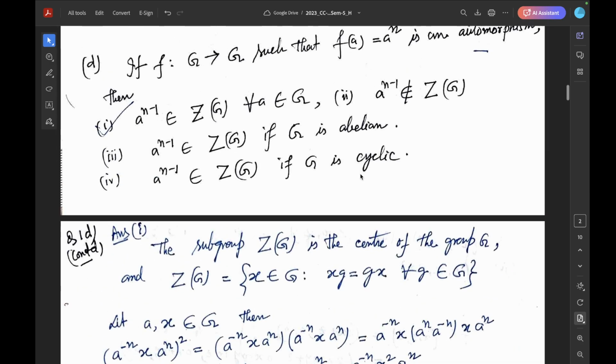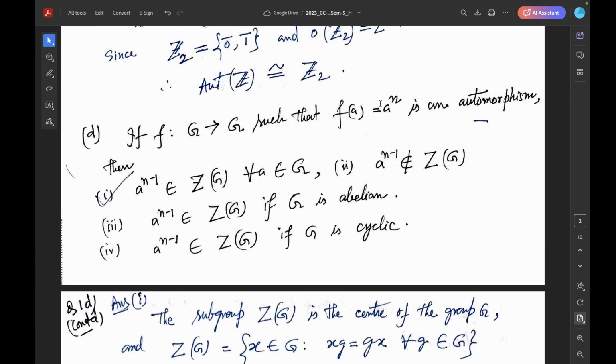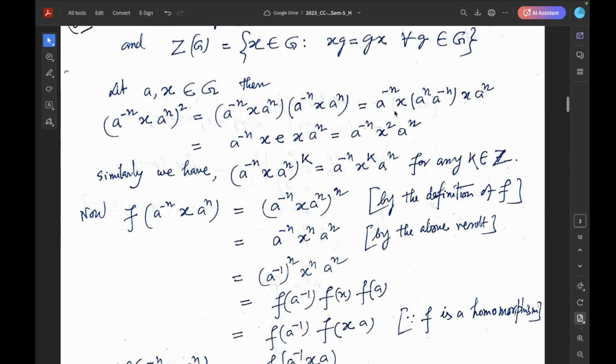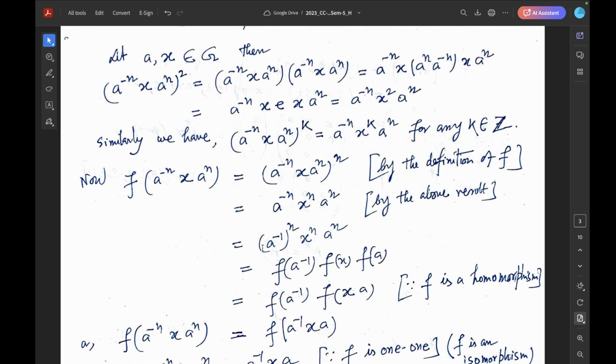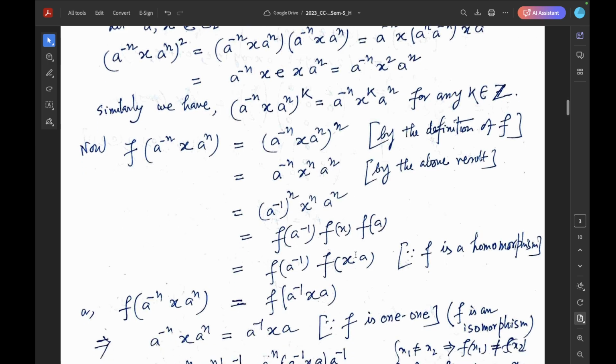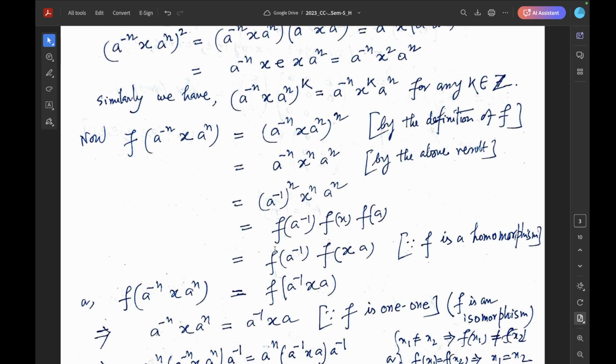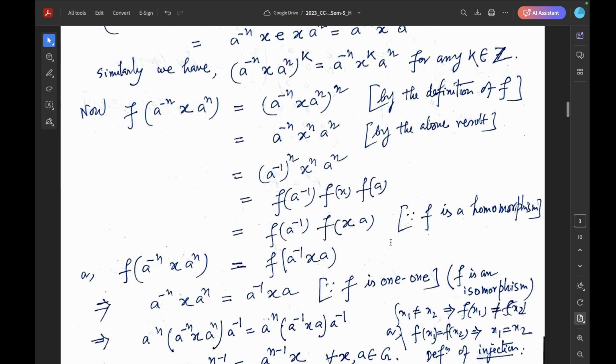By the definition of f, f(a) equals a to the power n. So obviously, f of these elements is this whole to the power n. Now, by this previous result, by mathematical induction, we can prove this is a to the power minus n, x to the power n, a to the power n. That is (a inverse) whole to the power n, x to the power n, a to the power n. This is a inverse, so f of a inverse into f of x into f of a.